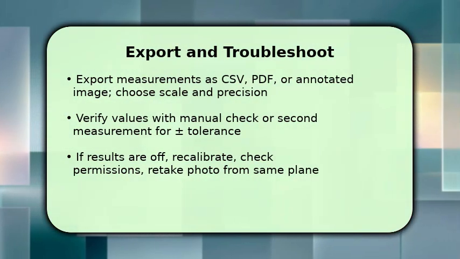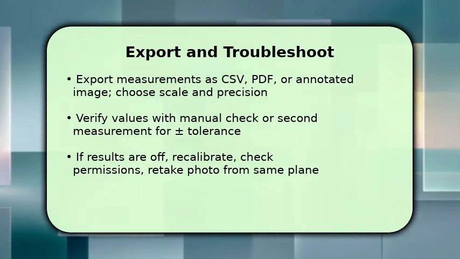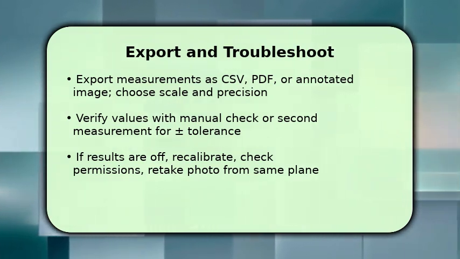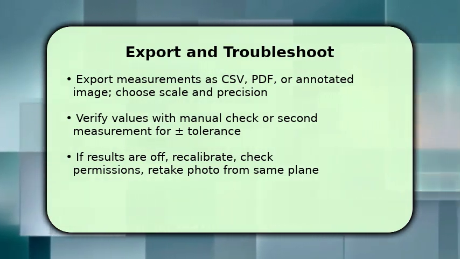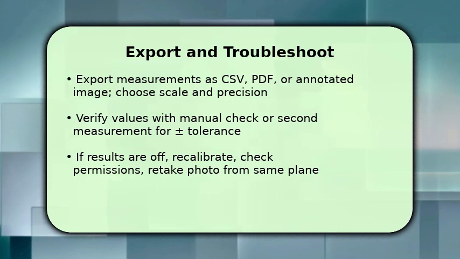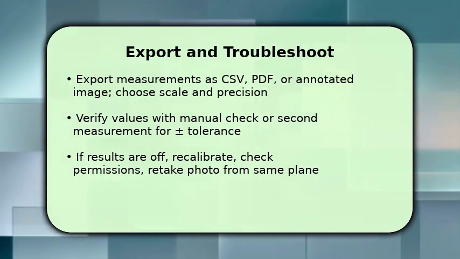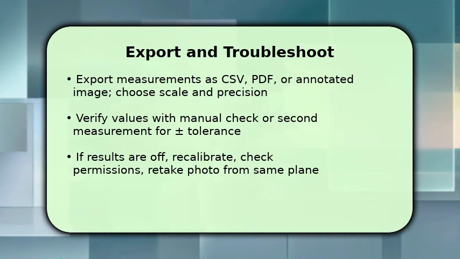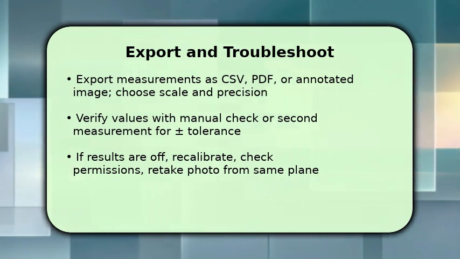Finish by exporting your results. Pick CSV for raw data, PDF for reports, or an annotated image for visuals. Set the desired precision before saving. Then verify numbers quickly with a manual check or a second independent measurement so you know your tolerance.